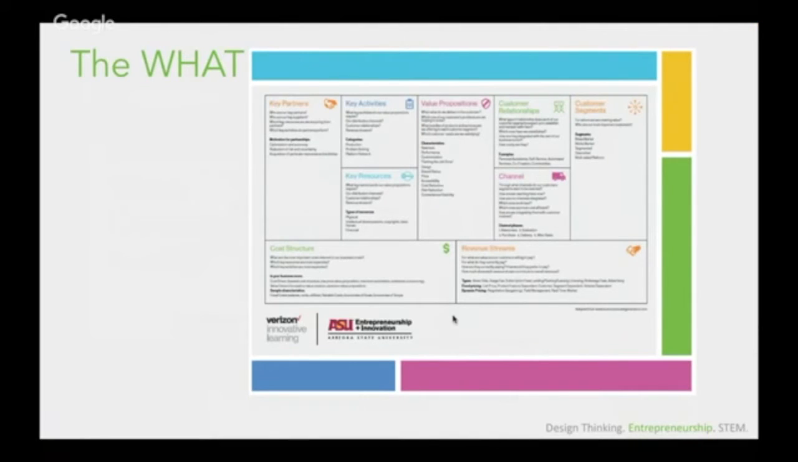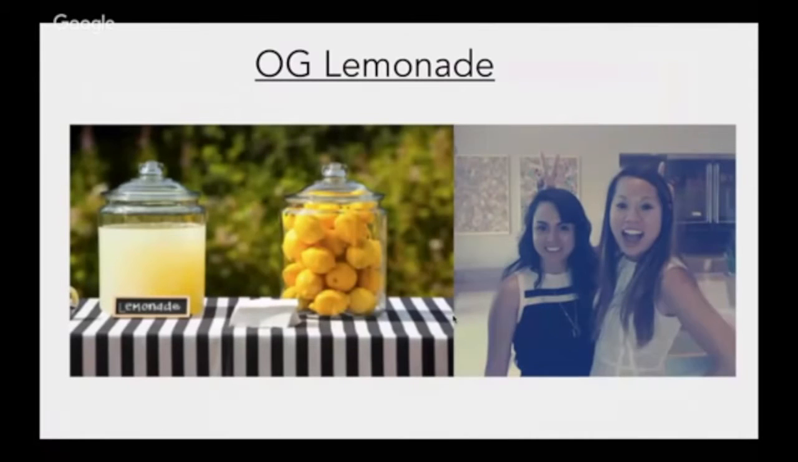Here's the business model canvas itself. We recommend that you use Post-it notes because it's a living document. As your students find out more information, those Post-it notes and those answers will change for each one of these boxes.